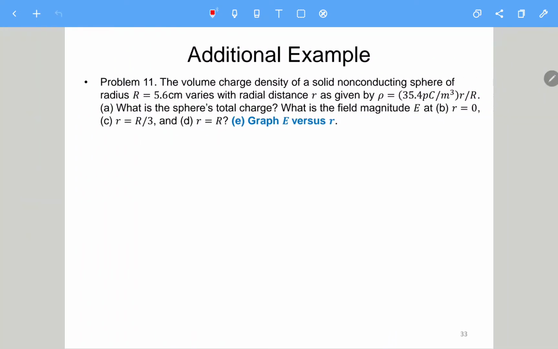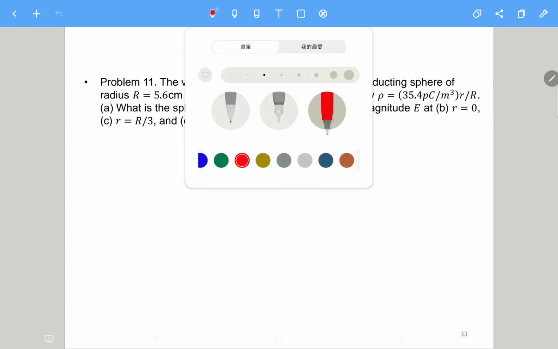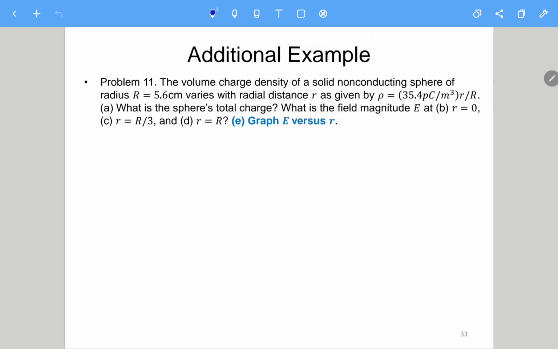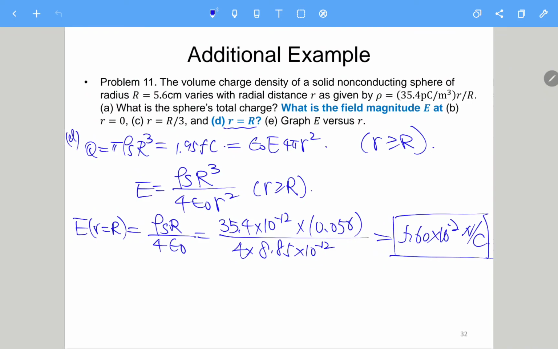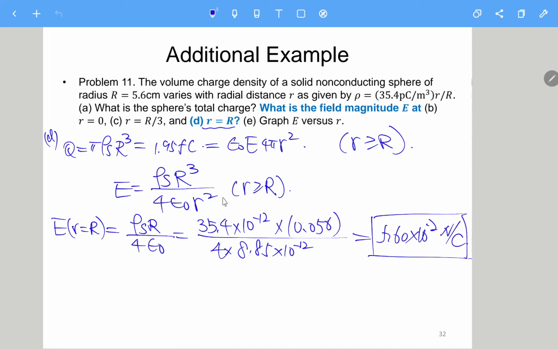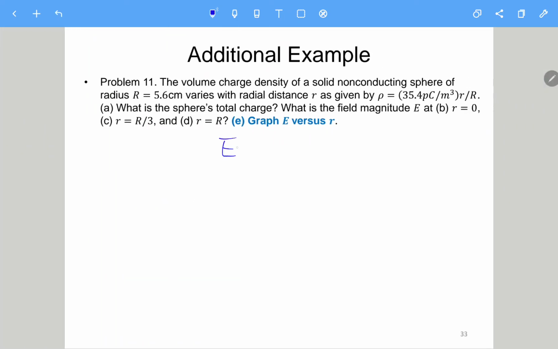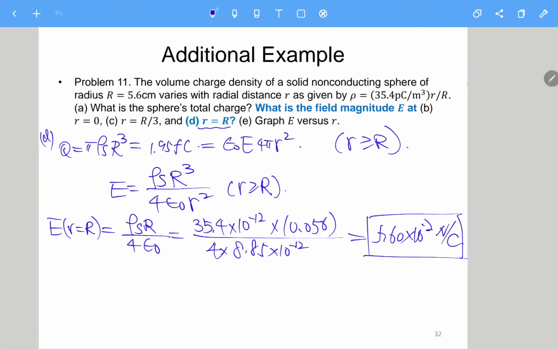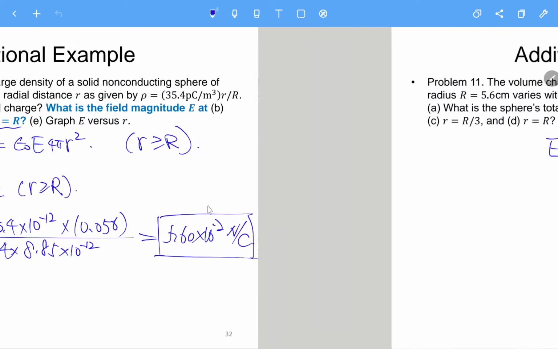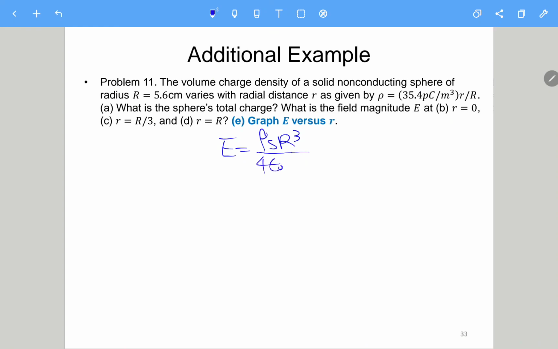So for part E, we can really draw it out. So here we have this expression, E equals rho S R cube over 4 epsilon naught r square, for r larger or equal to R.